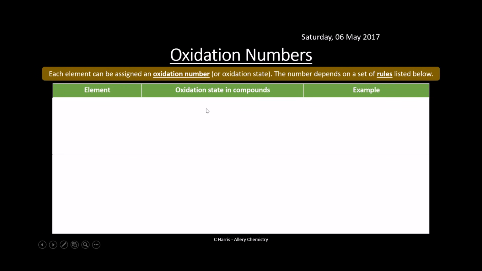Now, the most important bit of this topic really is the oxidation numbers, and there's a set of rules that you have to know, and a few exceptions that you need to be aware of. You've just got to remember these. Actually, you can work all of them out, but some you've got to just try and remember. Each element can be assigned an oxidation number, sometimes also known as an oxidation state. This number depends on a set of rules that we're going to look at here.